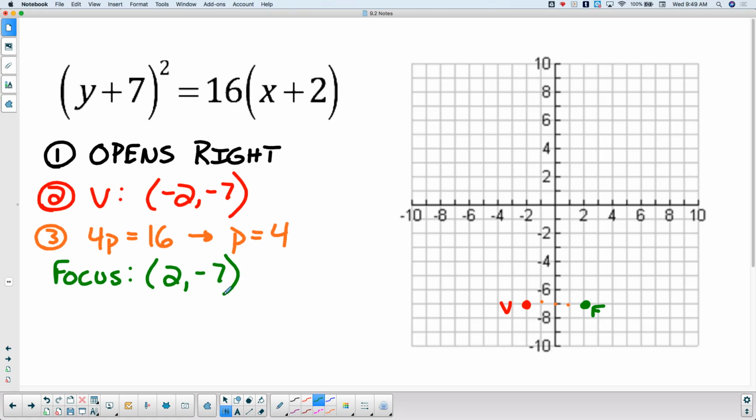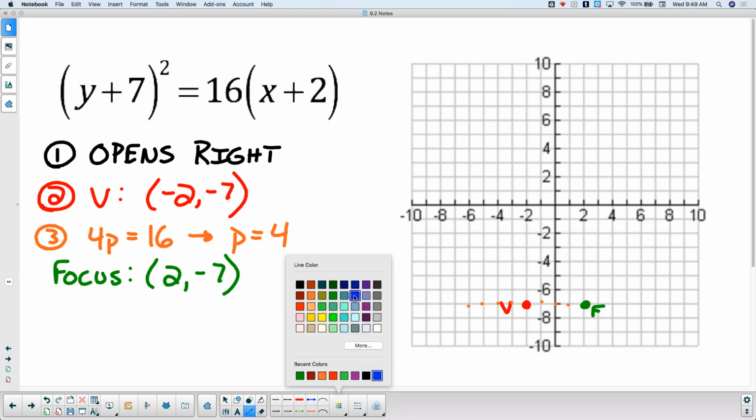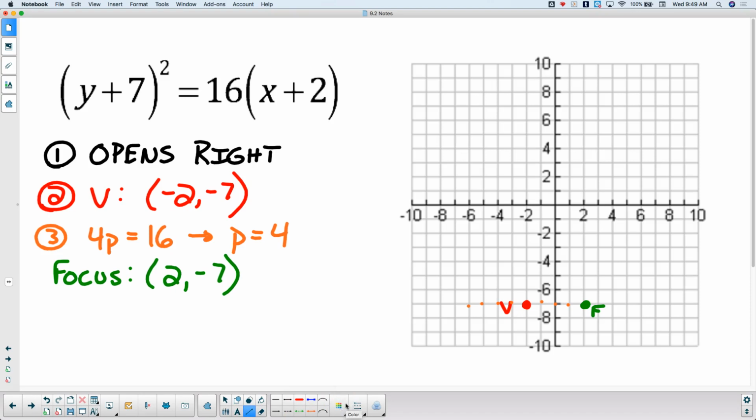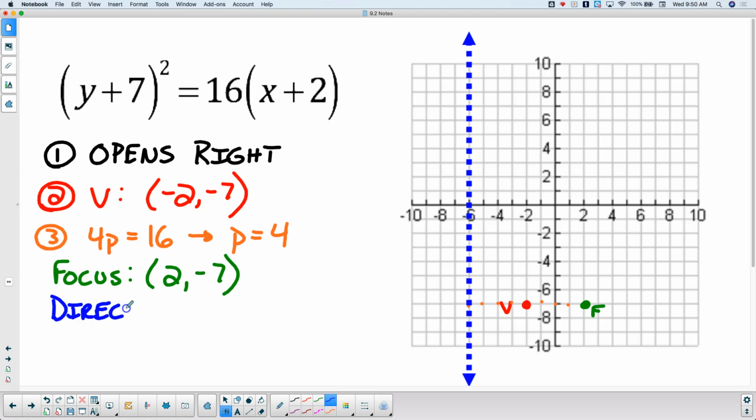Agree? 4 to the left then, 1, 2, 3, 4, is my directrix. It's a vertical line, so that's x, and it equals -6. Agree?